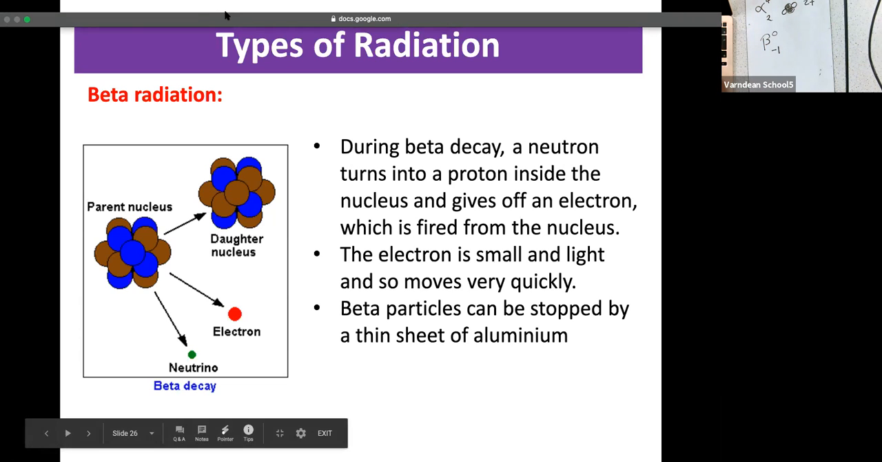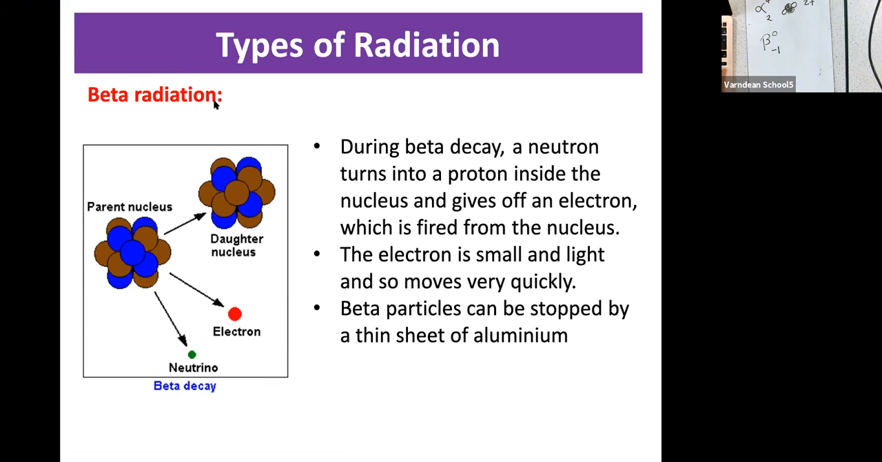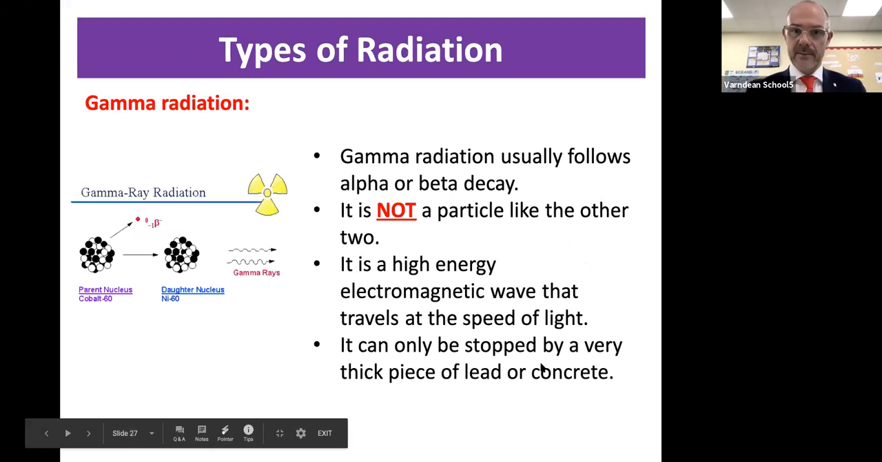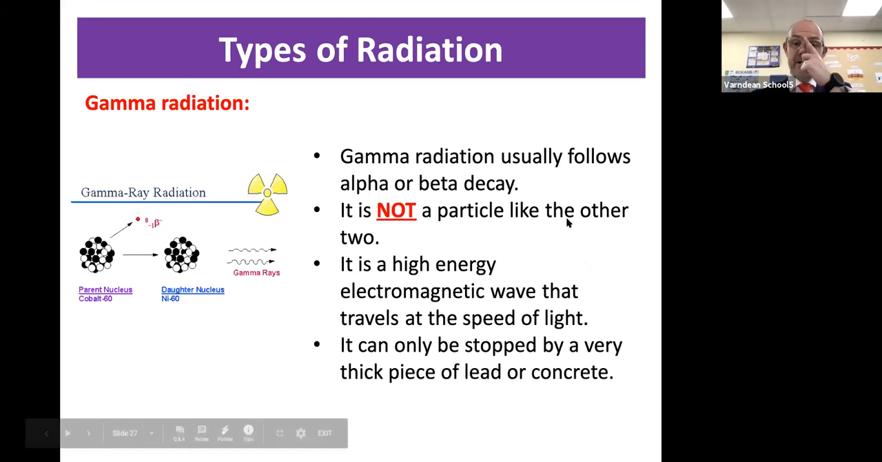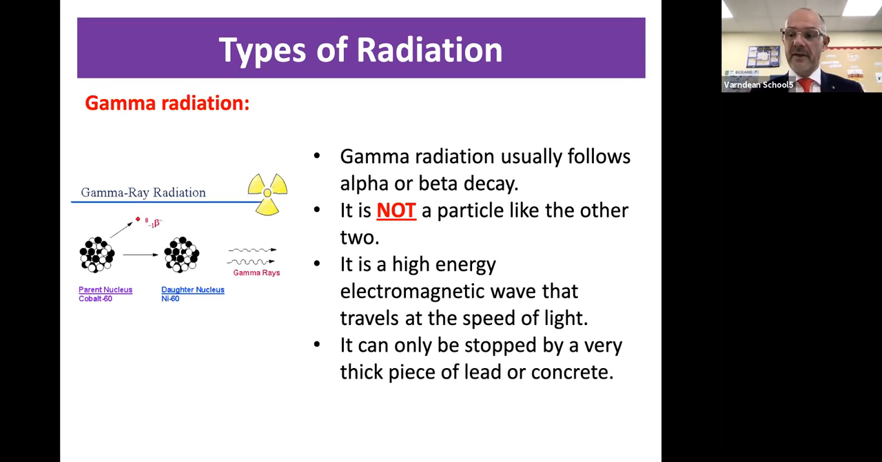It's harder to stop. It can get through everything except a thin bit of aluminium. Okay. Now, gamma radiation follows on from those two. So those two are physical things. An alpha particle is a thing. It's big, it's heavy. 2 protons, 2 neutrons. A beta particle is a neutron turning into a proton and an electron being given out. There is a particle. It's only a little particle. It's much faster though.